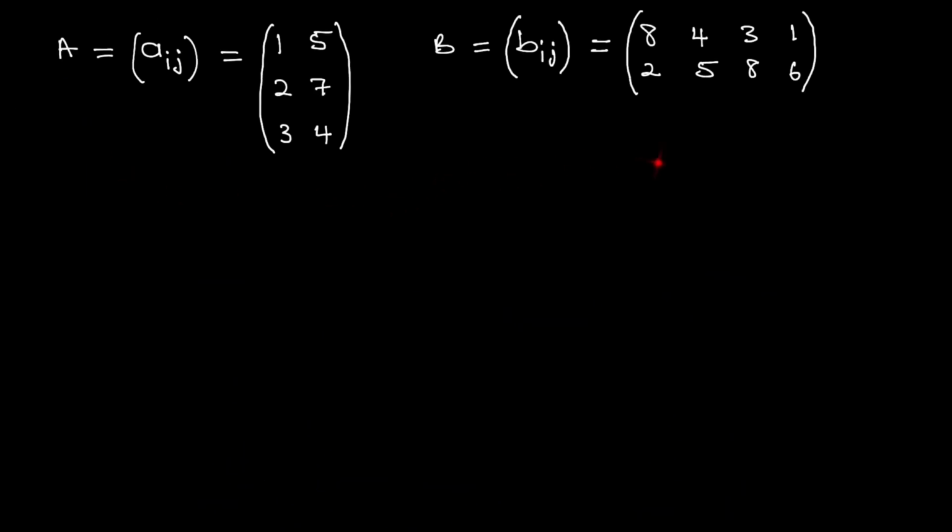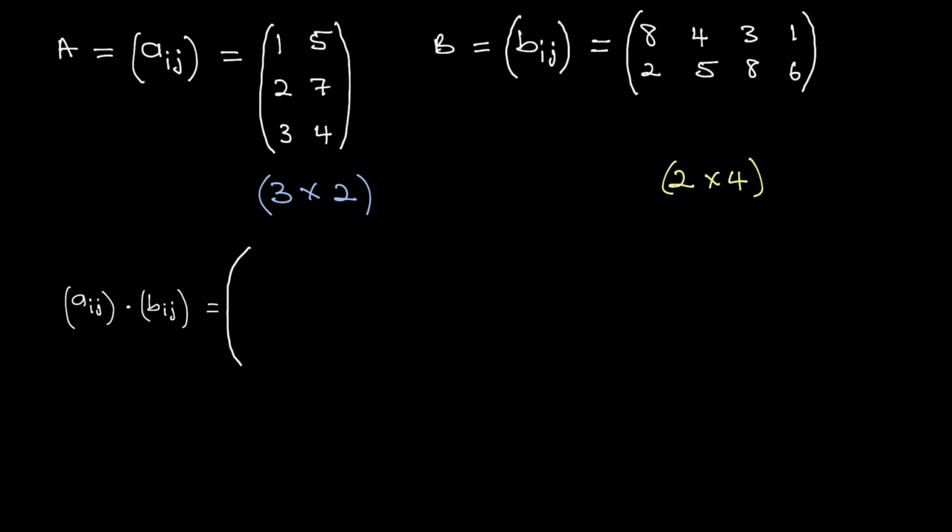Here are the two matrices, the 3 by 2 and the 2 by 4. This is matrix A times matrix B. Multiplying this matrix with that, we start with 1 times 8 plus 5 times 2. And then the second one will be 1 times 4 plus 5 times 5. The next one will be 1 times 3 plus 5 times 8. The next one will be 1 times 1 plus 5 times 6.